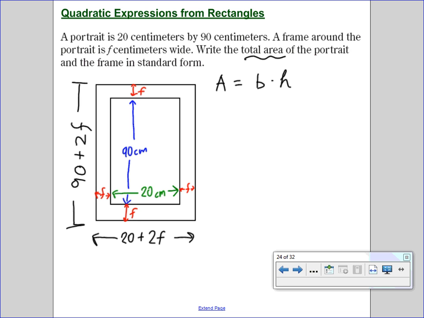Alright, so what would my base B be? My base B would be 20 plus 2f. Everybody, let's rewrite that. So there's my 20 plus 2f for the base of my rectangle times the height of my rectangle. I'll do that in green. The height of my rectangle is 90 plus 2f.